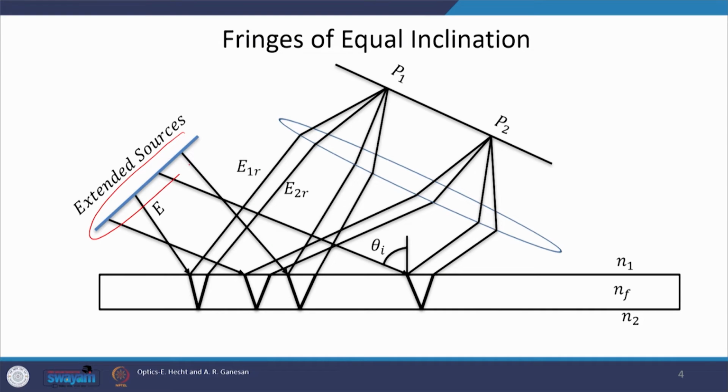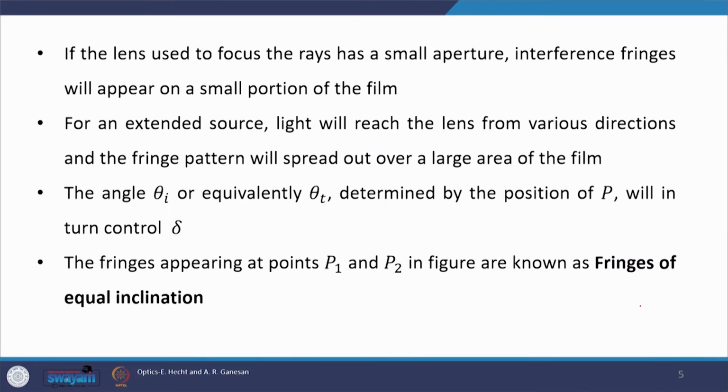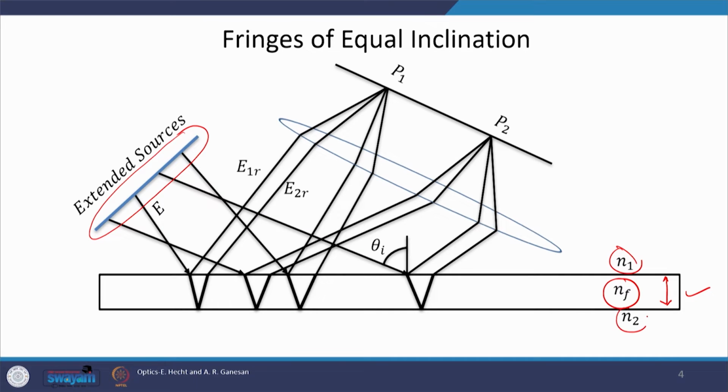Now, let us consider that we have an extended source here. We have shifted to an extended source from a point monochromatic source. If the source is extended, then the rays from this extended source will fall at different angles on the first interface of the thin film. The thin film is again here and it has a certain thickness and refractive index N1. The refractive indices of the media above and below the film are N1 and N2 respectively.